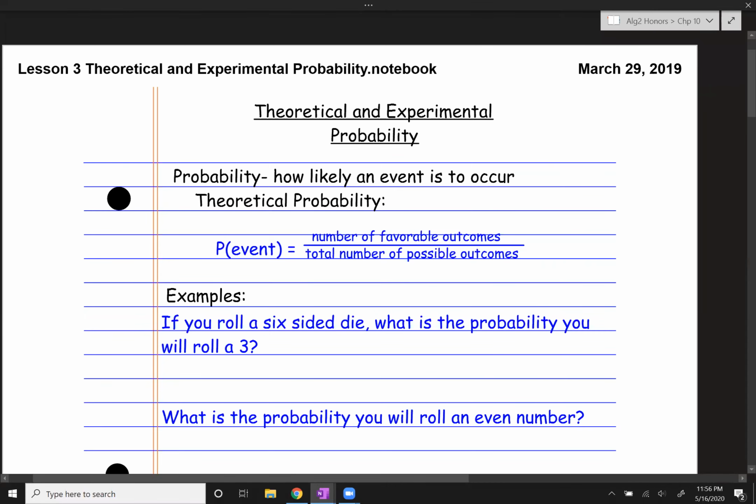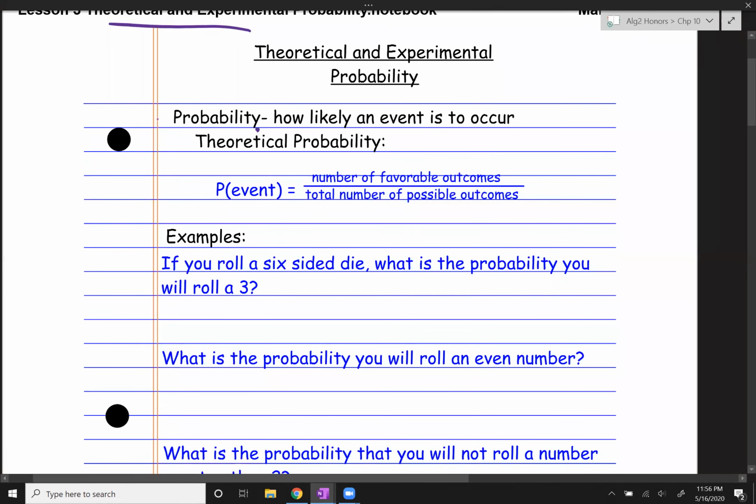All right, we are getting into theoretical and experimental probability. A couple things to talk about today is probability. It's how likely an event is to occur. It goes from 0 to 1. 0 means never going to happen, and 1 means it's definitely going to happen. Okay, so theoretical, this is the possible ways it could happen.